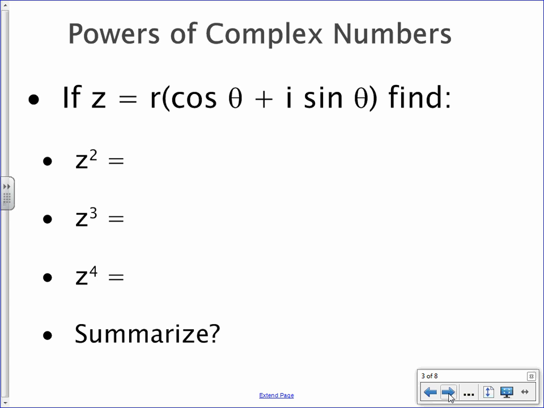When we multiply, what do we do with our r's? Okay, so if we multiply z times z, we would do r times r. Do you agree? And what would we do with our angles? We would add them, so we would add theta plus theta. Do you agree?